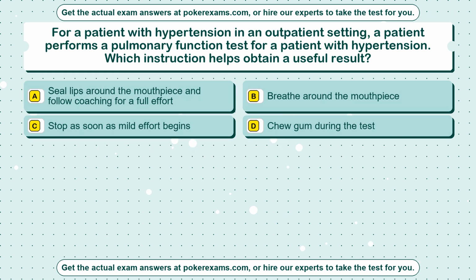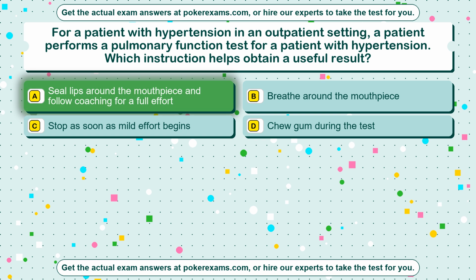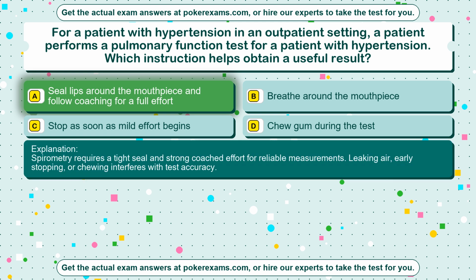Question 99. For a patient with hypertension in an outpatient setting, a patient performs a pulmonary function test for a patient with hypertension. Which instruction helps obtain a useful result? Option A. Seal lips around the mouthpiece and follow coaching for a full effort. Option B. Breathe around the mouthpiece. Option C. Stop as soon as mild effort begins. Option D. Chew gum during the test. The correct answer is option A. Seal lips around the mouthpiece and follow coaching for a full effort. Spirometry requires a tight seal and strong coached effort for reliable measurements. Leaking air, early stopping, or chewing interferes with test accuracy.